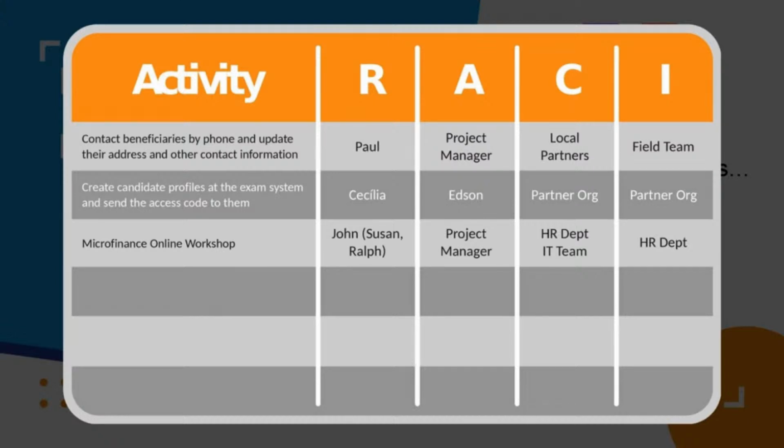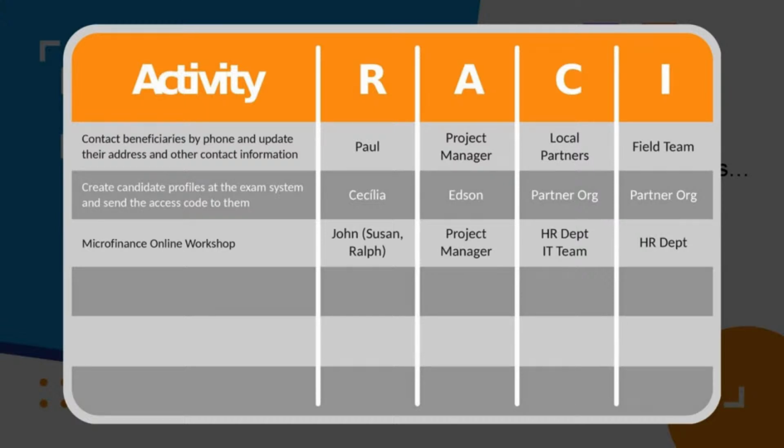The accountable person is the project manager. So the project manager will be the one John will be informing when the microfinance online workshop is going and when it's completed, and he is the one approving every step along the way to perform that microfinance workshop. The human resources and the IT team must be consulted.